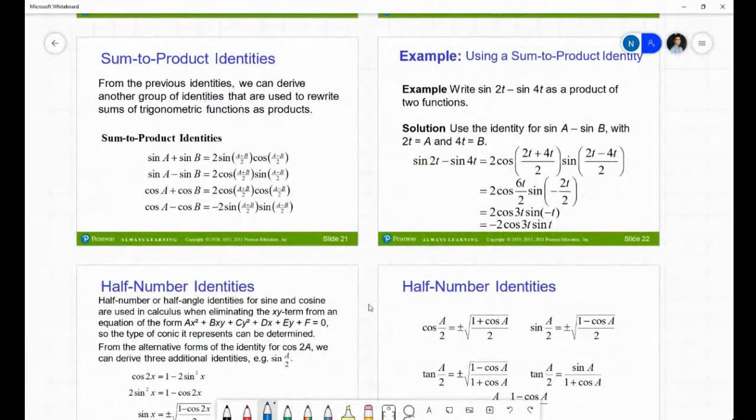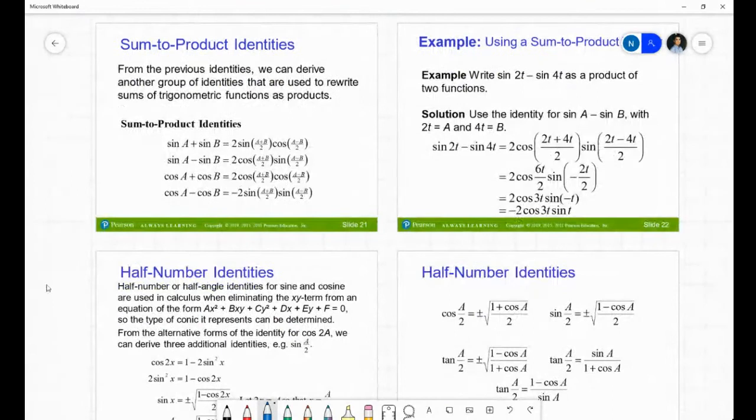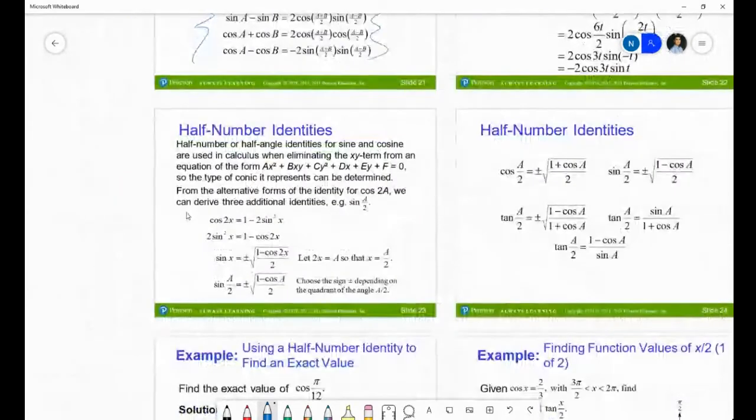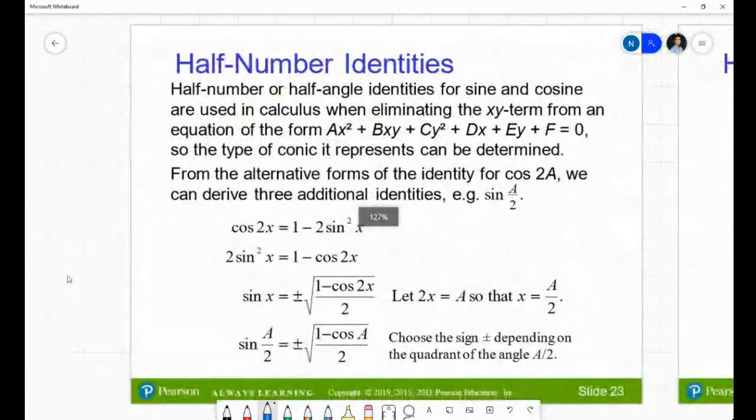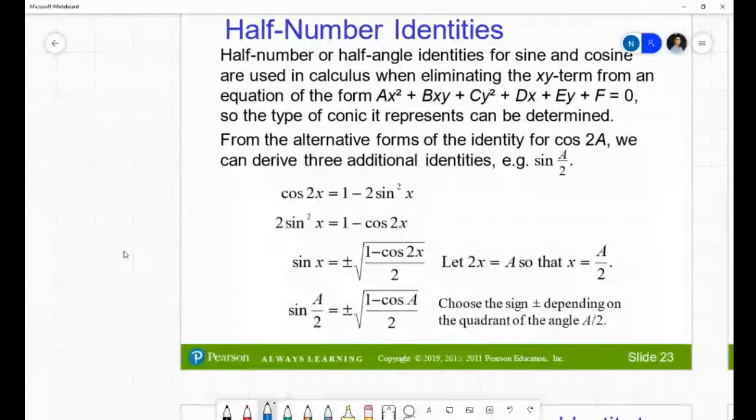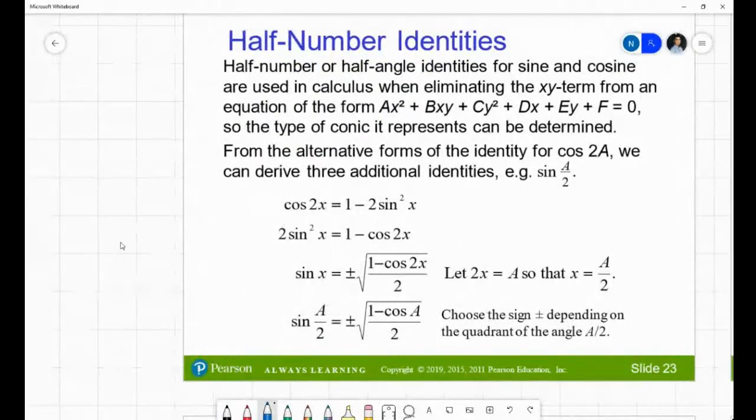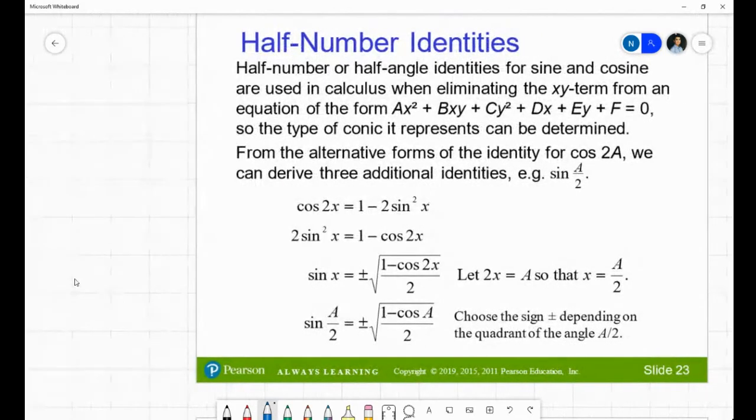So what we do want to worry about is the half number identities. We use this one a lot more. Also, you don't have to memorize this as well. Okay, so we're going to derive the half number identities all from the double angle identity for cosine. So let's look at how we do it.